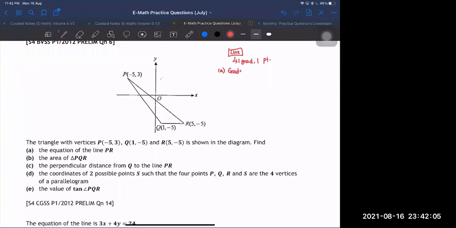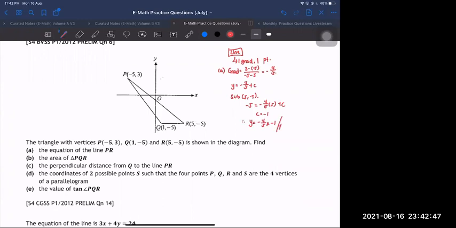Okay, so the gradient of the line PR is (3 minus -5) over (-5 minus 5), and this is -4 over 5. Next, we have the equation y equals -4/5 x plus c. So what we do now is substitute any of the points, say (5, -5), and we get -5 equals -4/5 multiplied by 5 plus c, so c equals -1. Therefore, the equation is y equals -4/5 x minus 1. This is the equation of the line.